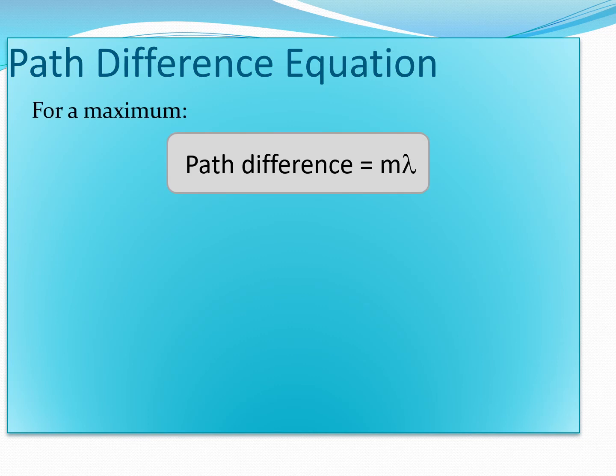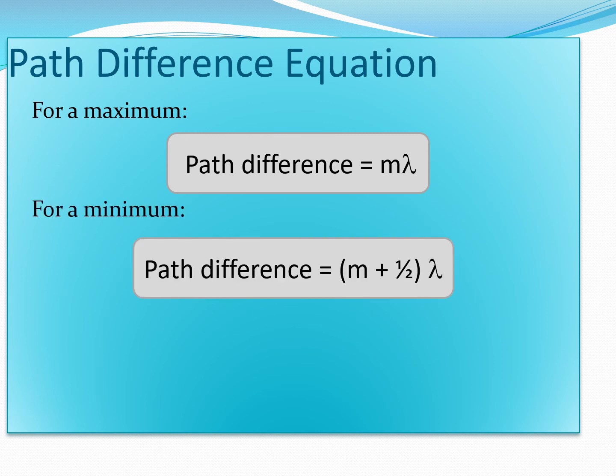Okay, equations. So for a maximum, the path difference is equal to the order of maximum multiplied by the wavelength, so relatively easy there. If you're standing at the first order maximum, you'd sub in m is equal to 1. If you're standing at the third order maximum, you would sub in m is equal to 3. If you're standing at the fourth order maximum, you would sub in m is equal to 4. For a minimum, the path difference is equal to m plus a half times wavelength.